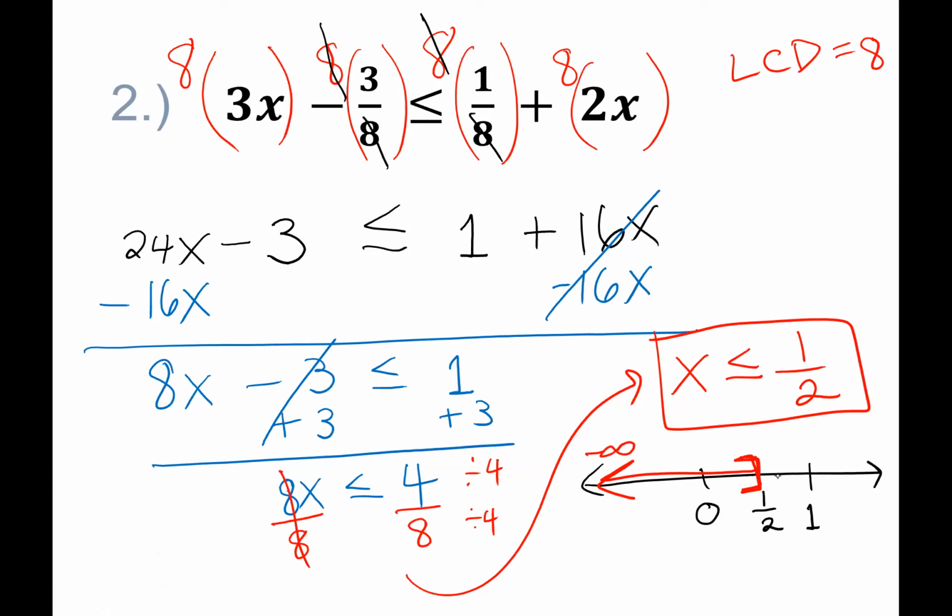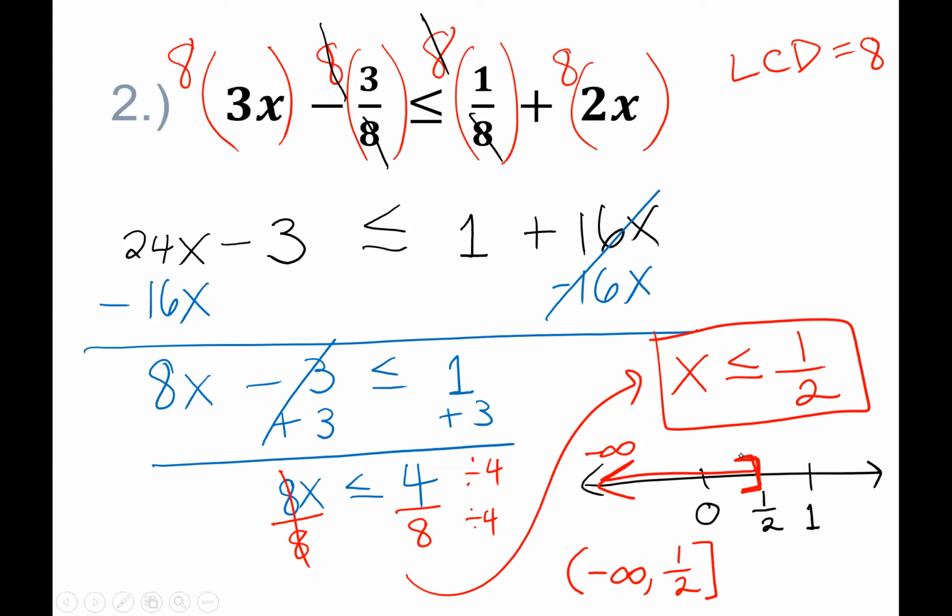That's my number line. Now my interval notation will look like this. Parentheses, -infinity, comma, 1/2, and then square bracket, for the final answer. So that's what we mean by interval notation. So we've solved for x, we got the x by itself. It kind of felt like we were solving an equation.